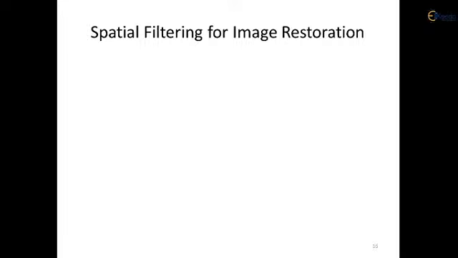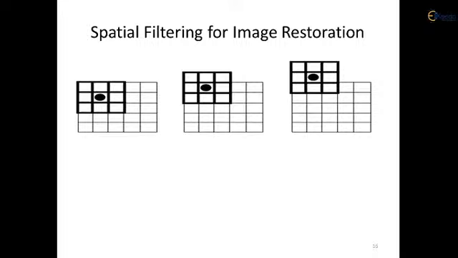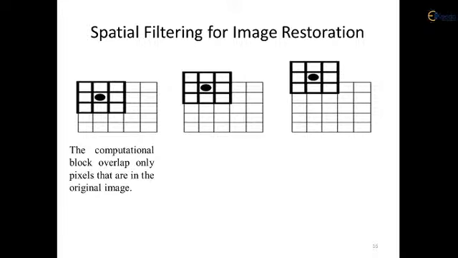Now while performing the median filtering, there are certain situations when the pixel under consideration is originally located at a corner or a border. So let us have a look at these situations. We have 3 cases. Let us see the first case. Here the computational block overlays only the pixels that are in the original image. So the neighborhood is not going outside the dimensions of the image.